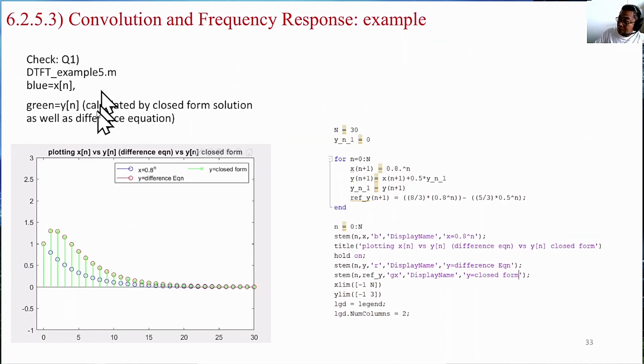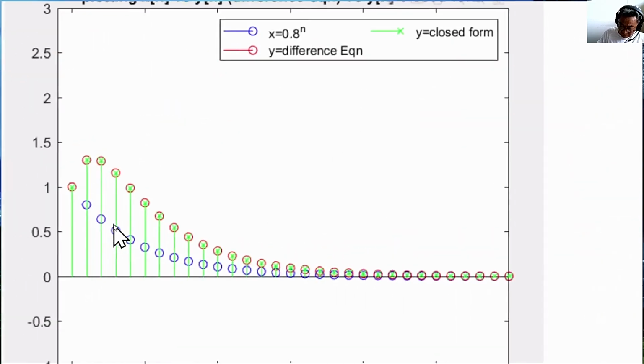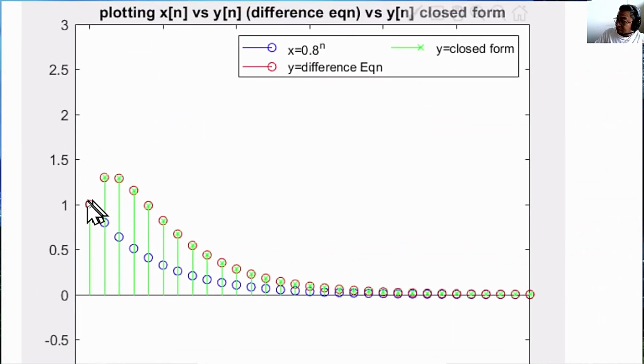I also go ahead and write the code for this question. The input is 0.8^n. The red one shows y[n] using the difference equation directly, by pushing the input into the system, and the green one is the closed form. So you show that the closed form agrees with the difference equation.